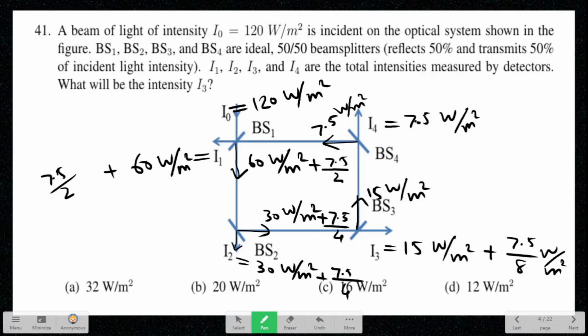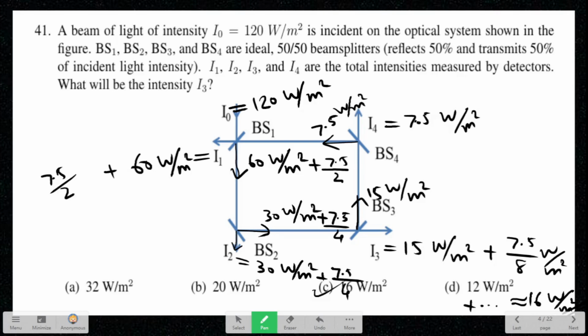Now after undergoing the next cycle, some small quantity will again add to this I3, and we can approximate that to be approximately 16 watt per meter square. So I3 value is equal to 16 watt per meter square. The correct option here is option C.